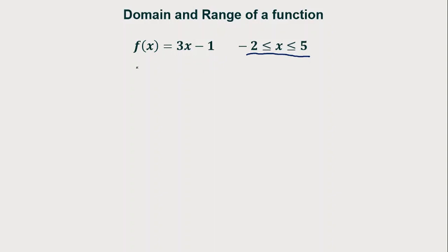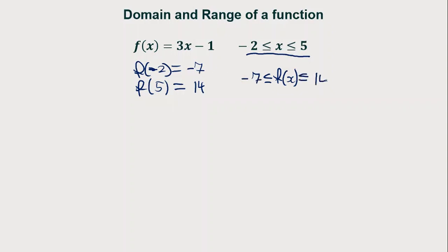So if -2 is the input to the function, I take f of -2, plug it in, and I will have -6 overall, -1, that's -7. And if I take f of 5, the other endpoint, then I will have 3 multiplied by 5, 15, -1, that's 14. So I can say that my function f of x is bounded as well. The values of f of x will be between -7, including -7, and up to and including 14.